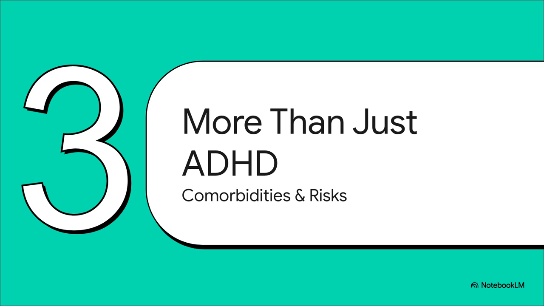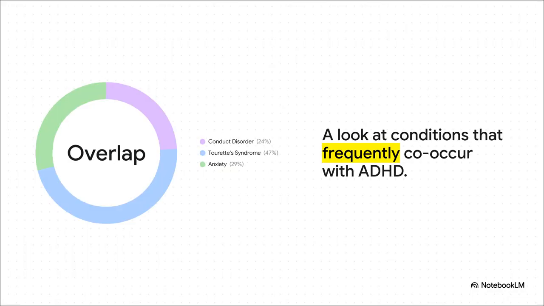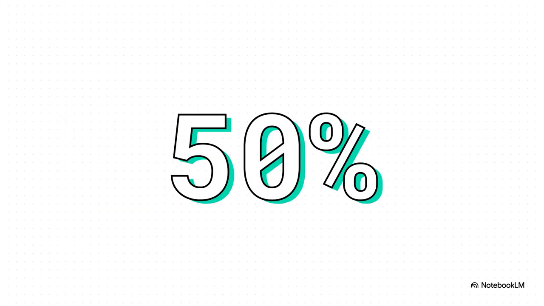See, ADHD almost never shows up to the party alone. It often coexists with other conditions, what the pros call comorbidities. And I mean, it is super common for ADHD to have these, let's call them plus ones. The data shows about a 25% overlap with conduct disorder, 30% with anxiety, and a really significant 50% overlap with Tourette's syndrome. Let's just stop and think about that Tourette's number for a second.